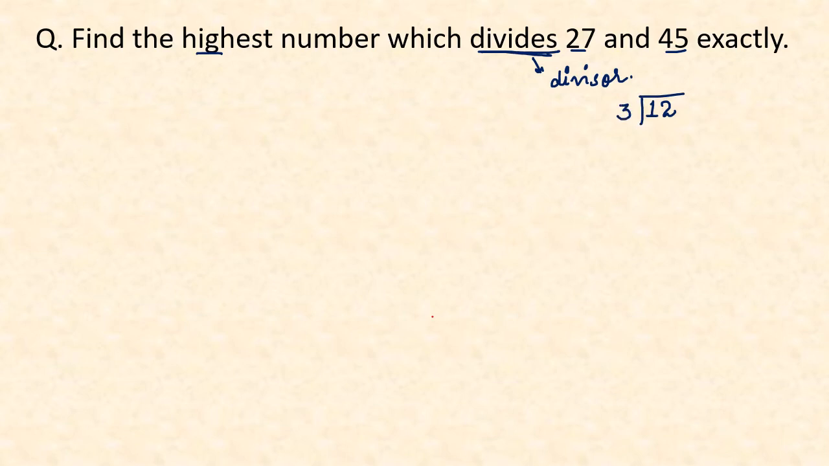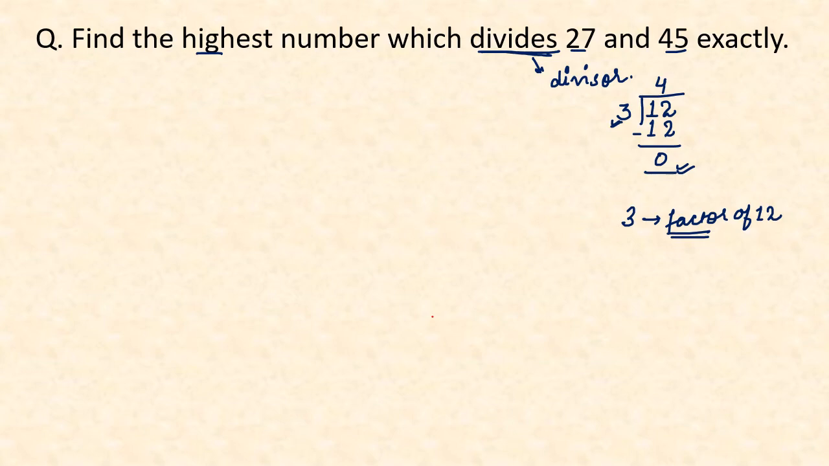So 3 is the divisor, 12 is the dividend. If we divide 12 by 3, we will get remainder 0. So we can say that 3 divides 12 exactly. So 3 is a factor of 12. So if the divisor divides the number completely, leaving no remainder, then that divisor is a factor of the dividend. Now we have to find out the highest factor.